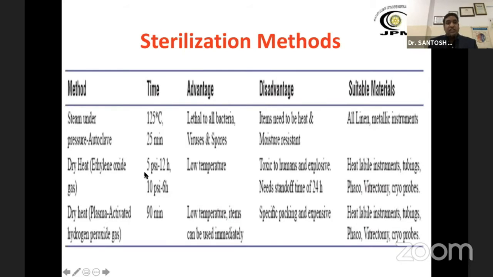This is just dry heat, either at 5 psi for 12 hours or 10 psi for 6 hours. Advantage is that it works at a lower temperature, but the disadvantage is it is toxic to humans and it can be explosive sometimes. But it is very useful for heat labile instruments, tubings like phaco and vitrectomy cassettes and probes. And the third one is plasma activated, which is usually not used most of the time.